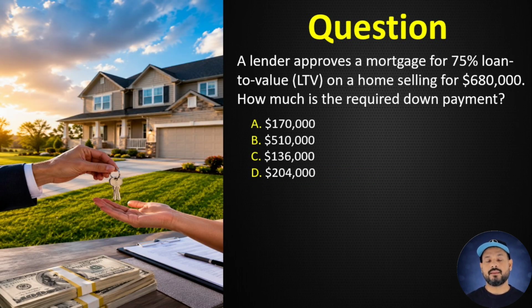Question number 2. A lender approves a mortgage for 75% loan-to-value, LTV, on a home selling for $680,000. How much is the required down payment? A. $170,000. B. $510,000. C. $136,000. D. $204,000. Correct answer A. $170,000, a 25% down payment on $680,000 equals $170,000.